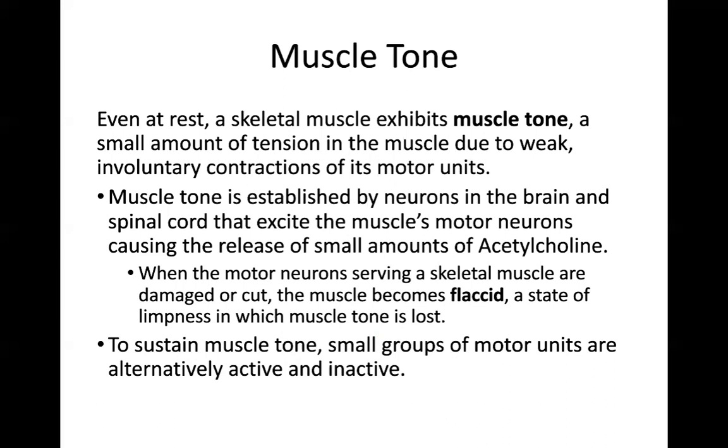When motor neurons that serve a skeletal muscle are damaged or cut, like in a spinal cord injury, muscles become flaccid, something hopefully we never experience, a state of limpness in which muscle tone is completely lost. At that point, muscles cannot contract without an electrical stimulation method from outside the body. To sustain muscle tone, small groups of motor units are alternatively active and inactive.